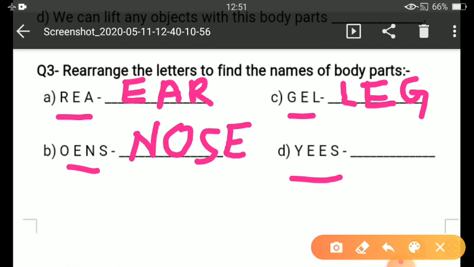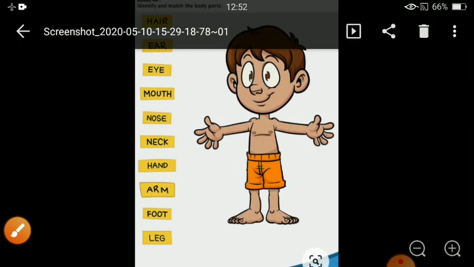Y-E-E-S. Which body part is this, children? Now think. What is this? Eyes. E-Y-E-S. Clear, children? All of you practice all the questions in your rough copy. Try to solve by yourself.